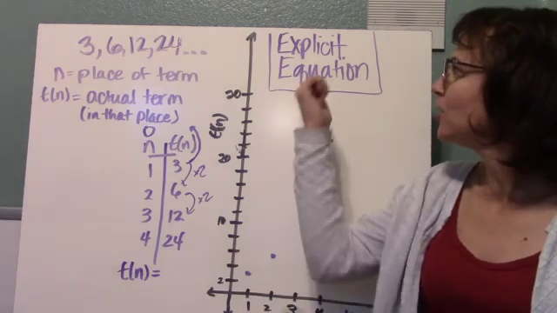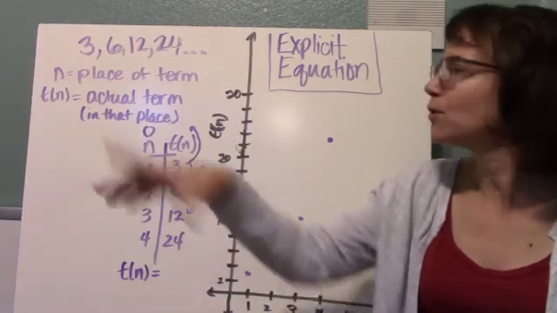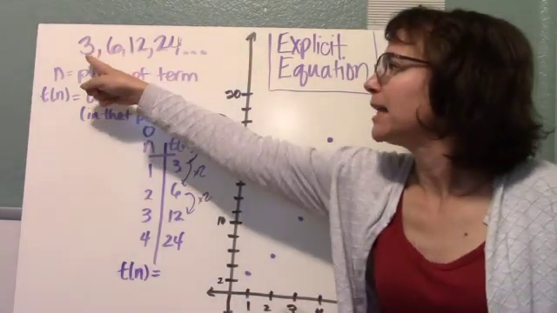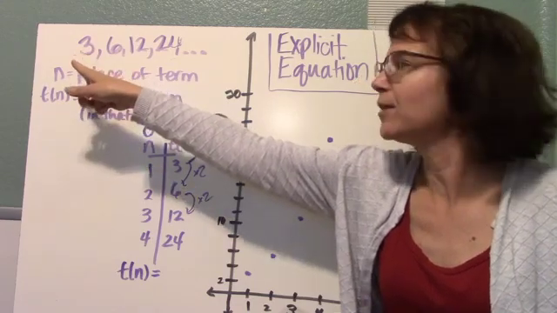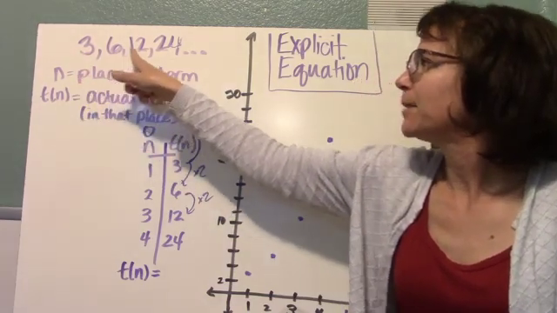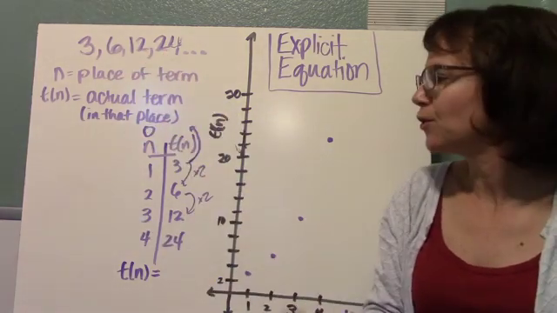So we want to take a look at what equation could describe, given any n, what is the actual term number, and n being the place. So if n equals 1, this t of 1 is 3. So it's first place, second place, third place. So that's when given any place, what is the actual term in there?